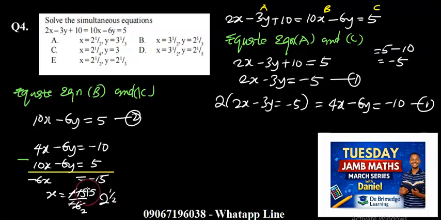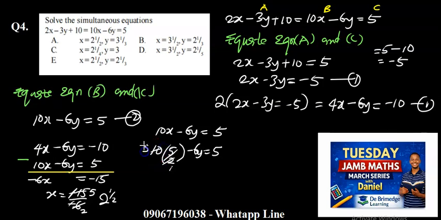Now we're going to use this value of x as 5 over 2 to substitute into equation 2 in order to find y. Remember, equation 2 is 10x minus 6y is equal to 5. So if we put that, our x is 5 over 2. Remember, then minus 6y is equal to 5. So 2 divided into 10 will give us 5. 5 times 5 is 25, minus 6y is equal to 5. So what do we do? We take this over here, it becomes 25. Then bring this over here, minus 5 is equal to 6y.